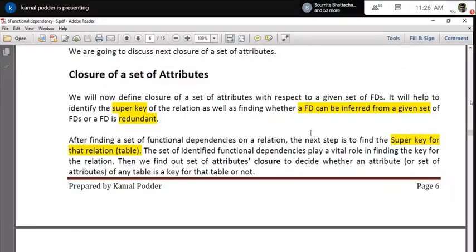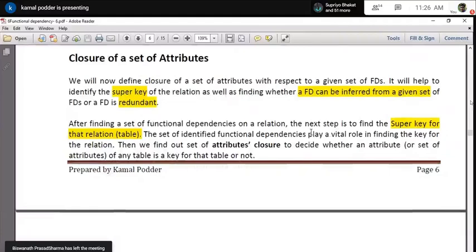Okay, as well as finding whether an FD can be inferred from a given set of FDs or whether an FD is redundant or not. That means closure of a set of attributes will help you to resolve this type of thing: finding out a super key, finding out whether a particular FD can be inferred from the set or not, or whether it is redundant or not. We can find it out this way.